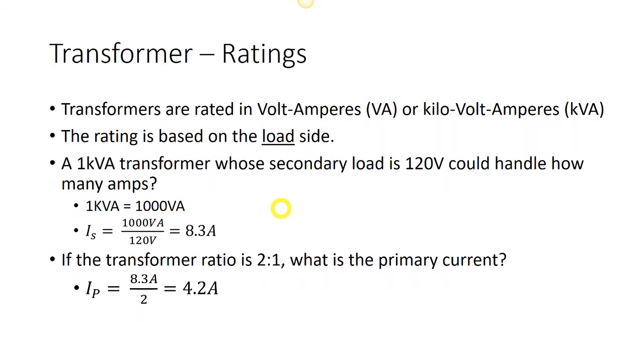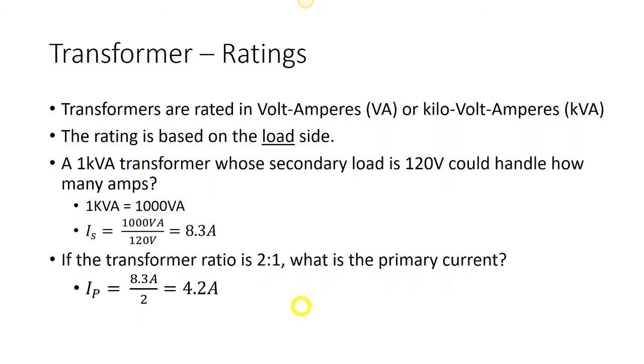If the transformer ratio is 2 to 1, what would be the primary current? And I'm speaking of this same transformer here. Remember, if we're stepping down the voltage, we're stepping up the current. So that means my secondary current would actually be higher than my primary current. So I don't multiply this by 2, I actually divide it by 2 to get to my primary current. So there is 4.3 amps, I'm sorry, 4.2 amps for my primary current in a 2 to 1 ratio.